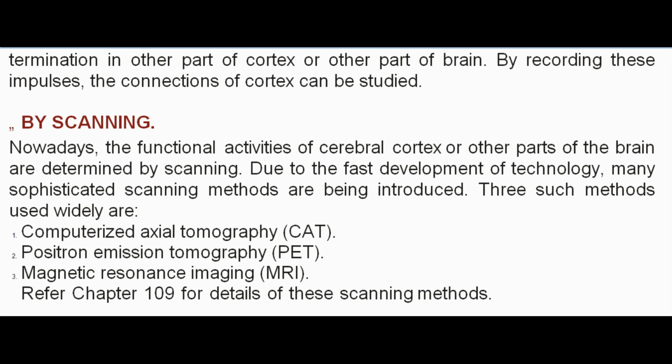By scanning. Nowadays, the functional activities of cerebral cortex or other parts of the brain are determined by scanning. Due to the fast development of technology, many sophisticated scanning methods are being introduced. Three such methods used widely are computerized axial tomography, CAT, positron emission tomography, PET, magnetic resonance imaging, MRI. Refer Chapter 109 for details of these scanning methods.